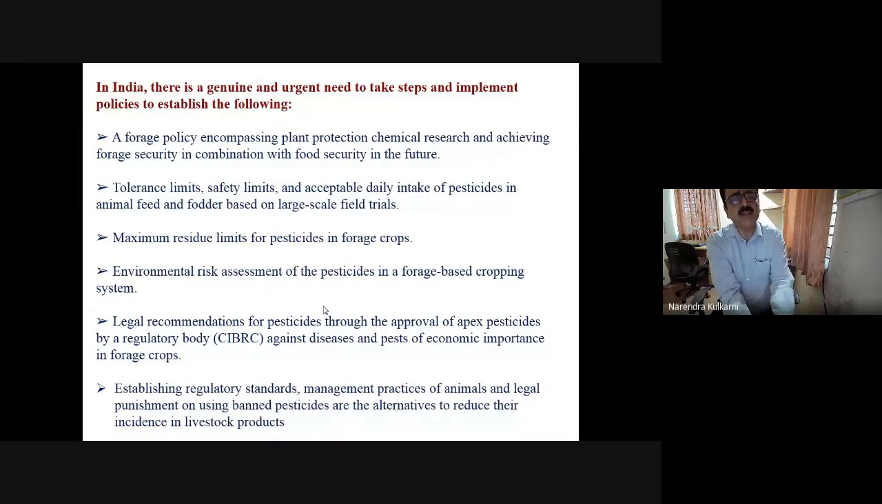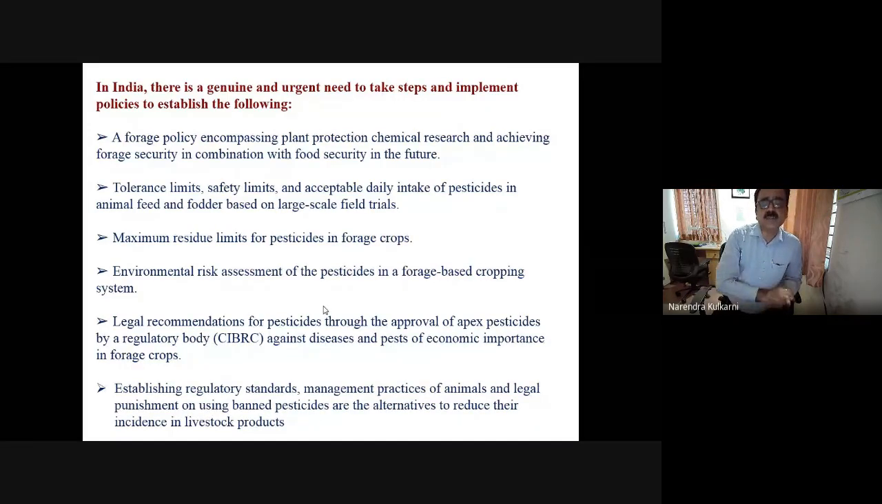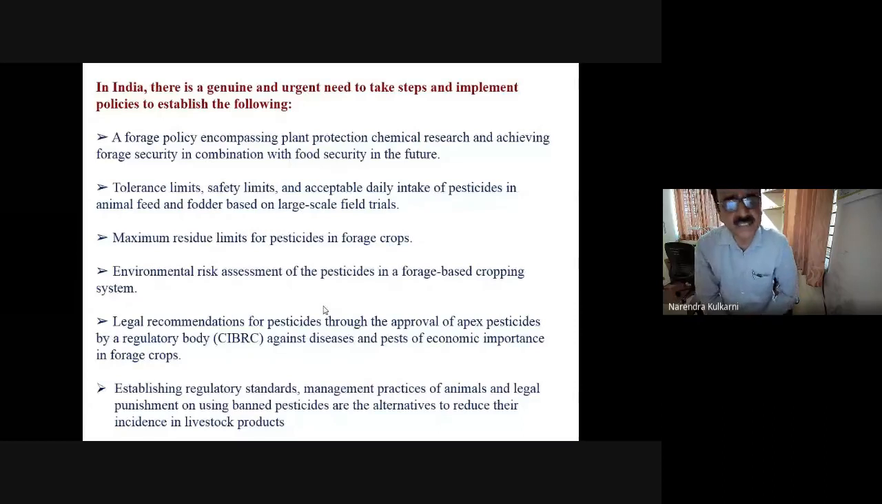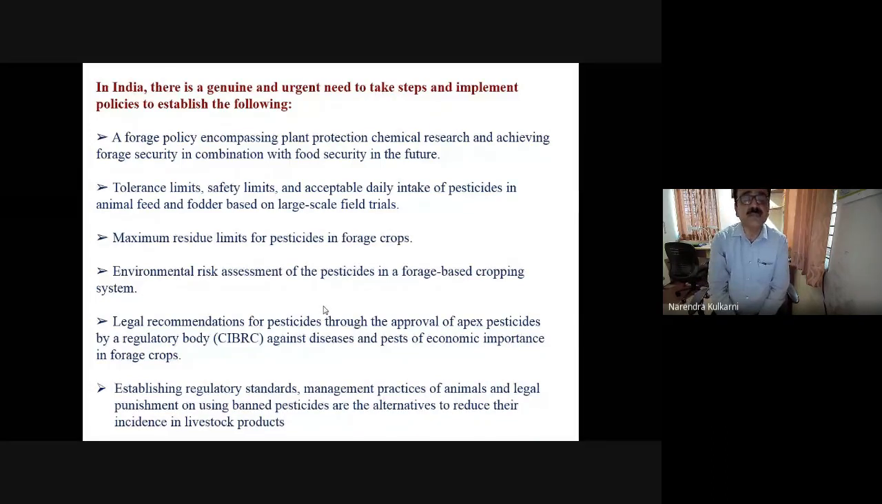But unfortunately, there is no regulatory system in the local market. Even though we have FSSAI, the Food Safety and Standards Authority of India, we may not have such stringent measures. But when such stringent measures are absent, we have to follow the codex standards. Then environmental risk assessment of the pesticides in forage-based cropping systems. Then legal recommendation for the pesticide through the approval of the apex body. As I said, now it is CIBRC, the Central Insecticide Board and Registration Committee. For any pests and diseases, of course, they should take a lead in registering these insecticides and fungicides or pesticides, crop-wise. Yes, this is the crop, these are the insect pests, and these are the officially recommended pesticides. Over a period of time, why not in forage and fodder crops also.